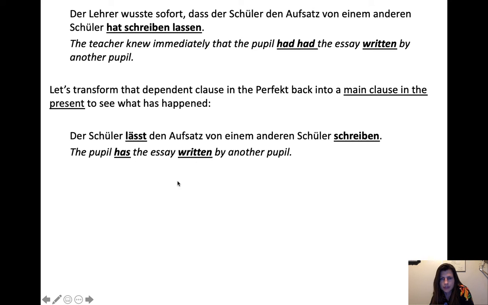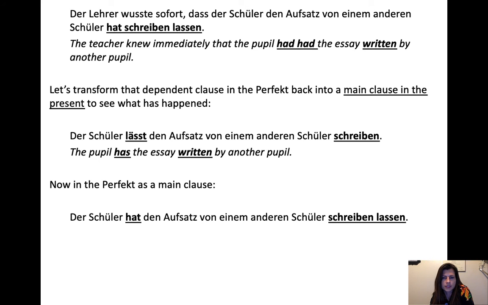Have it written, have it done. So that's what we would have: lassen plus schreiben means have it written, have it done. Now let's do this same sentence, but we're going to put it in the past, in the perfect, but it's still going to be a main clause. We're not going to go to the dependent clause again yet.